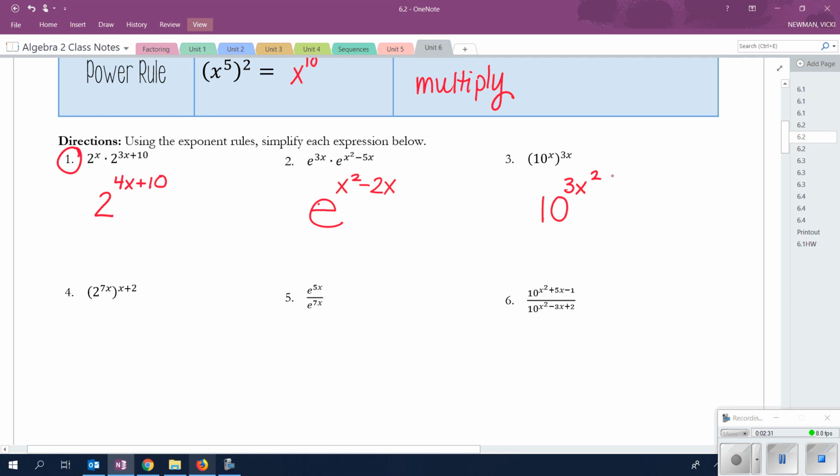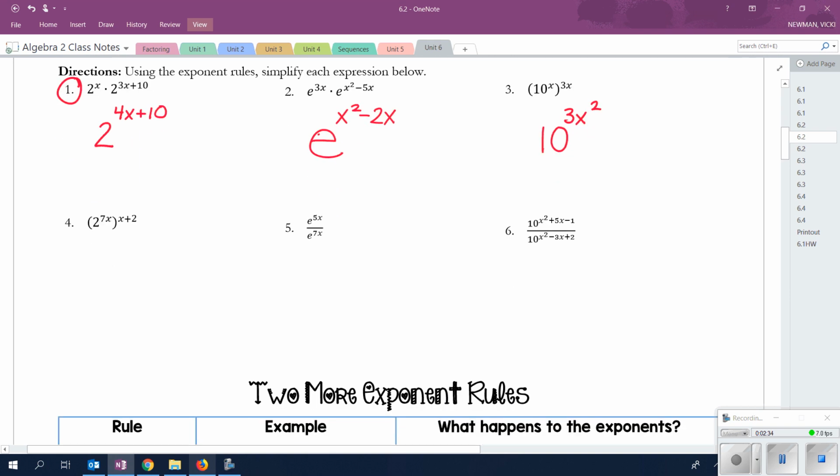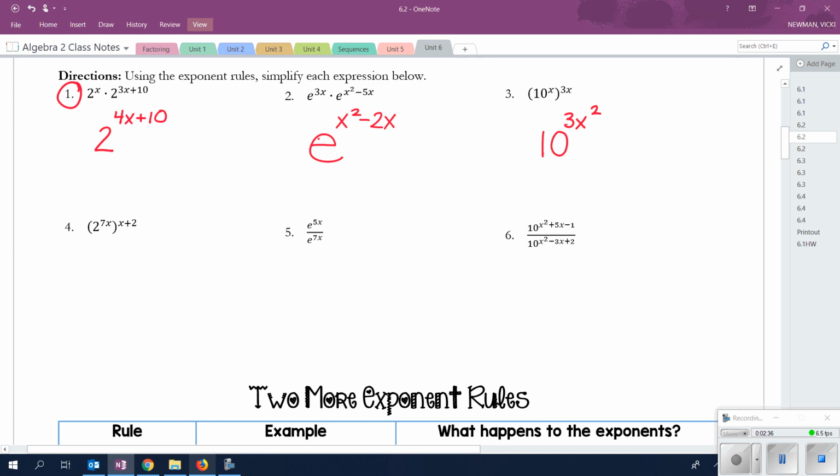All right. So again, take 15 seconds and do number 4. Power to a power, you multiply. So you should have 7x squared plus what? 14x. Good. All right.